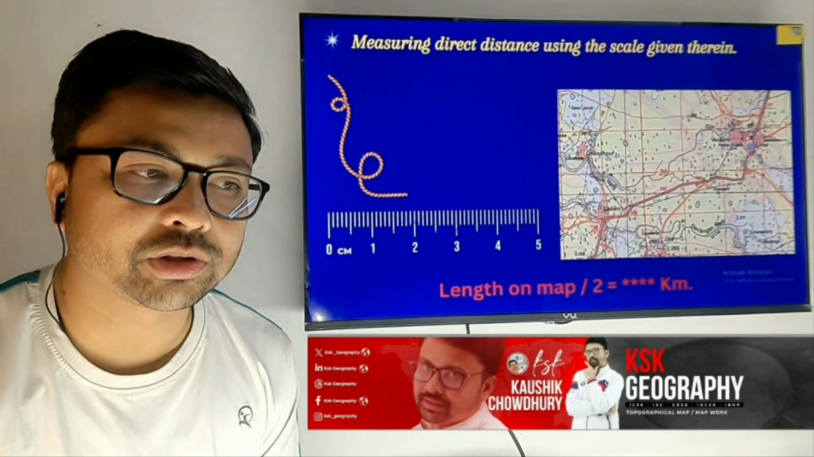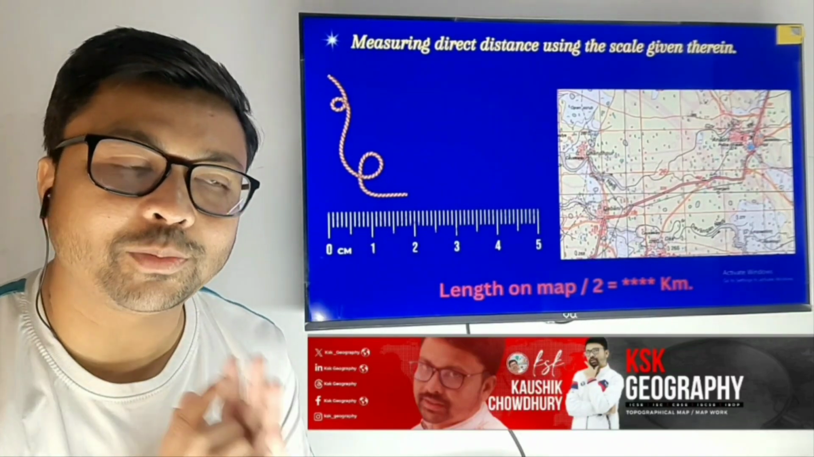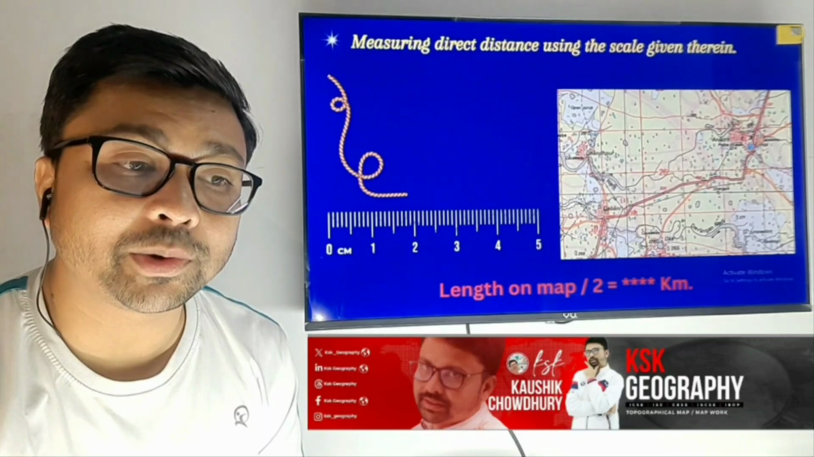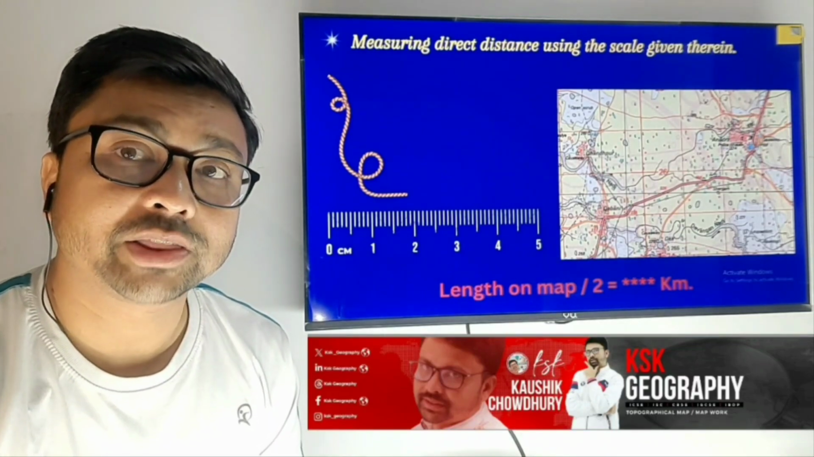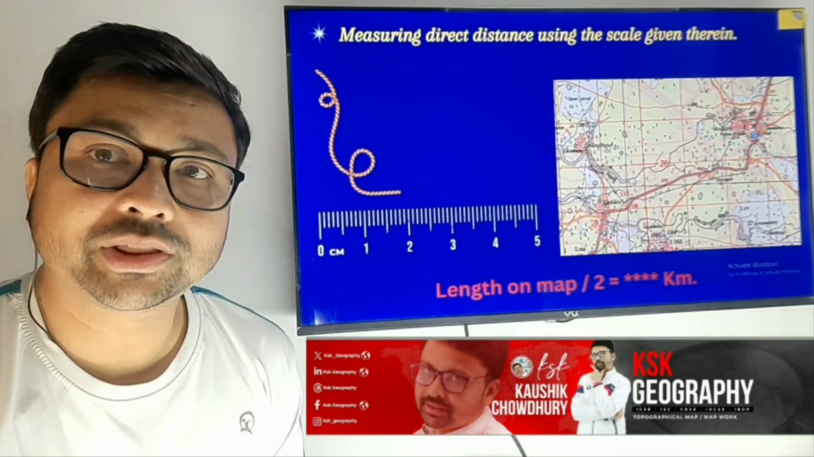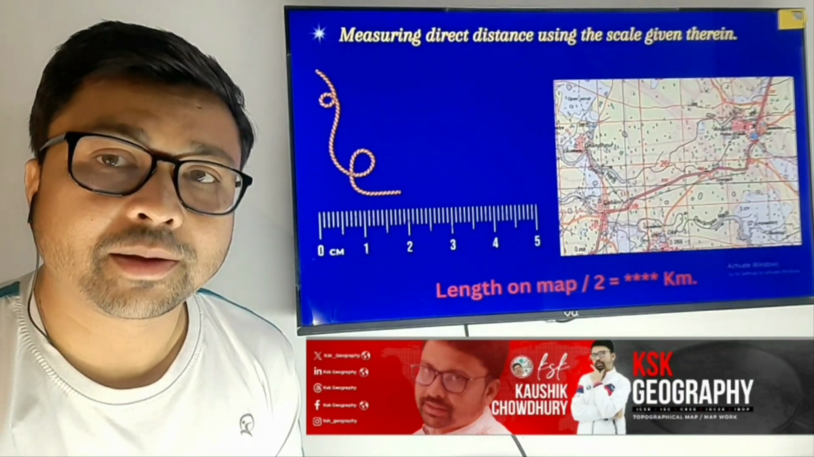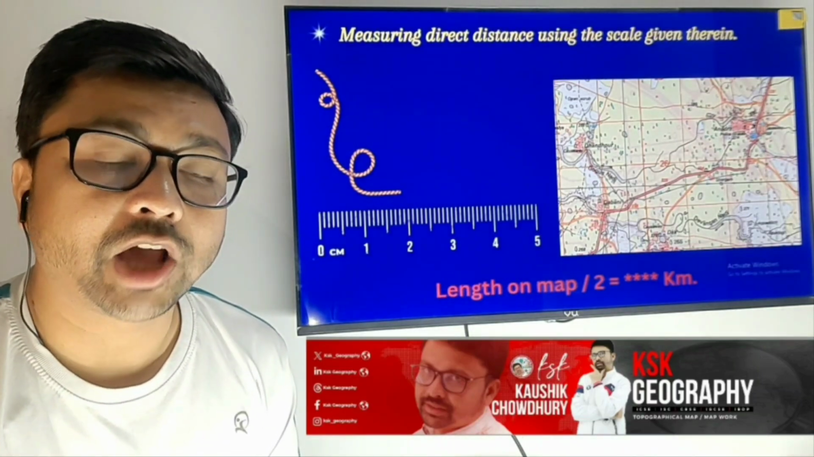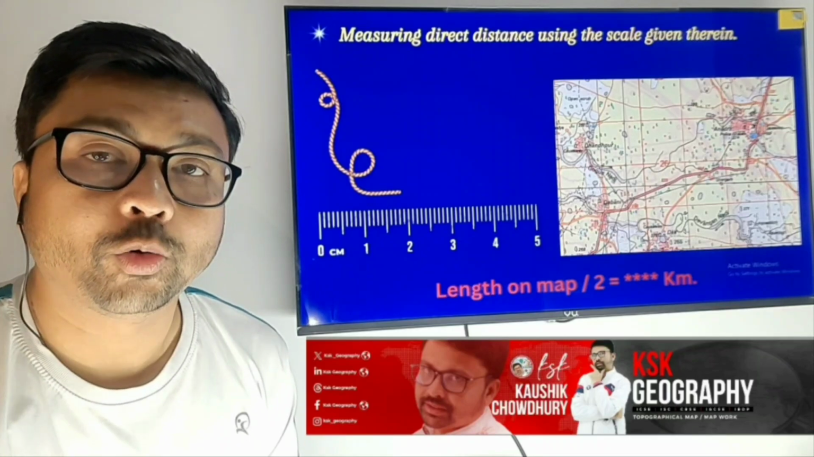So let's start with the next, measuring distance. That is very important. If it is a straight distance, you can measure it with the scale easily. But if it is not a straight line, how do you measure? You need to use a string. After measuring with the string, you have to straighten the string and measure it with the scale. Now how many centimeters is it? Remember that you need to divide by 2.